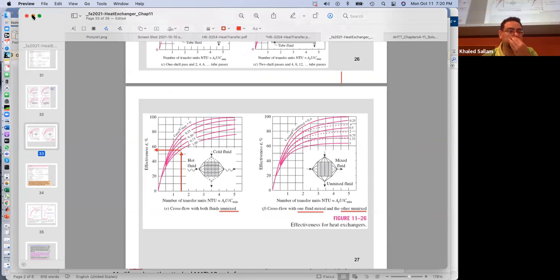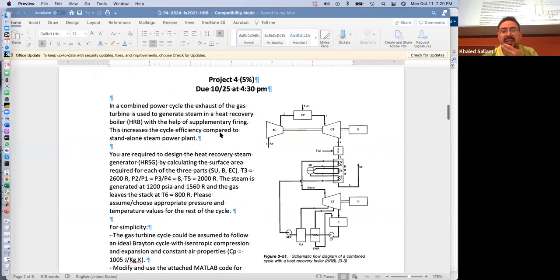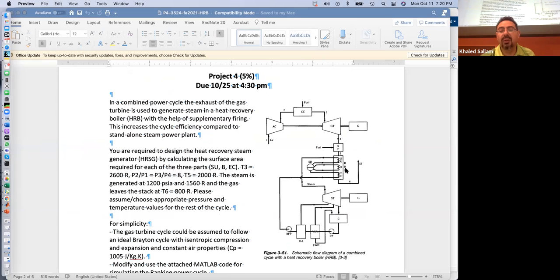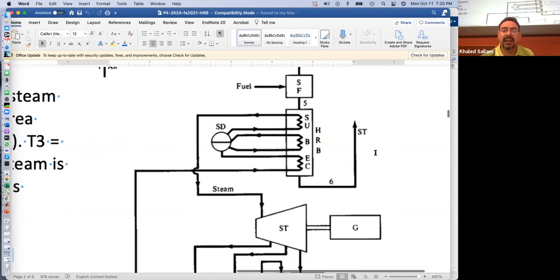All right. So this is project 4. It looks so massive, but really what the new part is this.